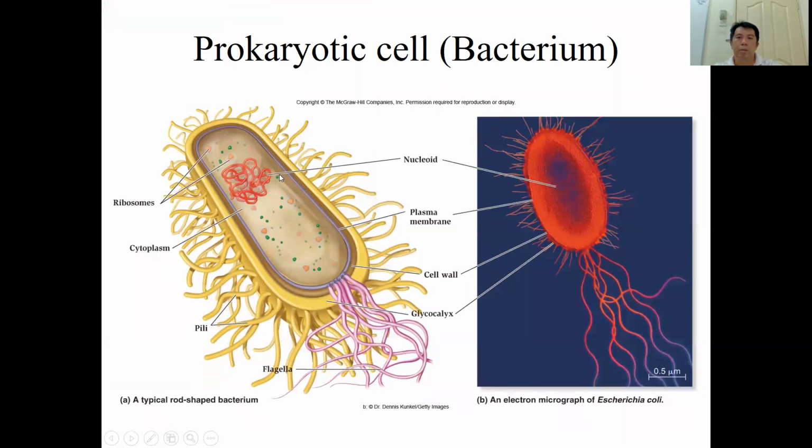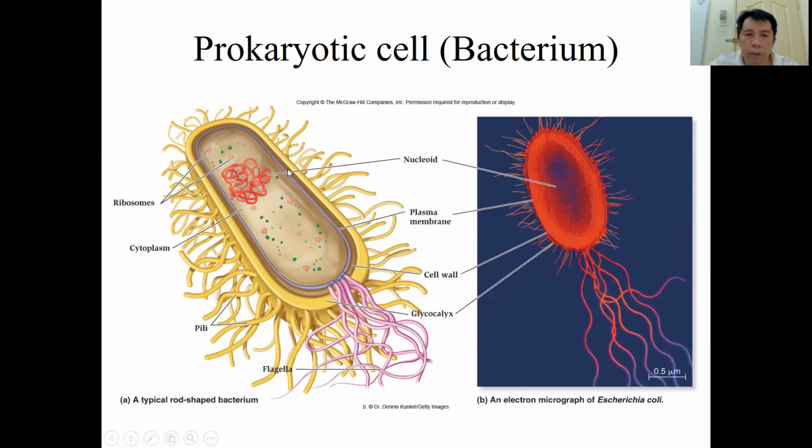Okay, prokaryotic cells. Here I use a bacterium as an example. From here you see this is not the nucleus, but the nucleoid, a region in which the bacterial DNA is concentrated. Then the cytoplasm. In the cytoplasm, they have the ribosome, and then they have the plasma membrane. They have the cell wall, which is a peptidoglycan cell wall.